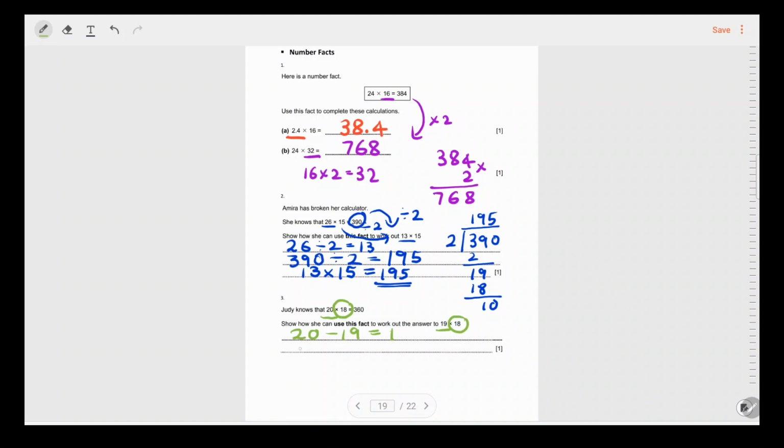So since it's the 18 times table, we subtract 1 times 18, or 18, from 360, which would give our answer as 360 minus 18, which is 342.